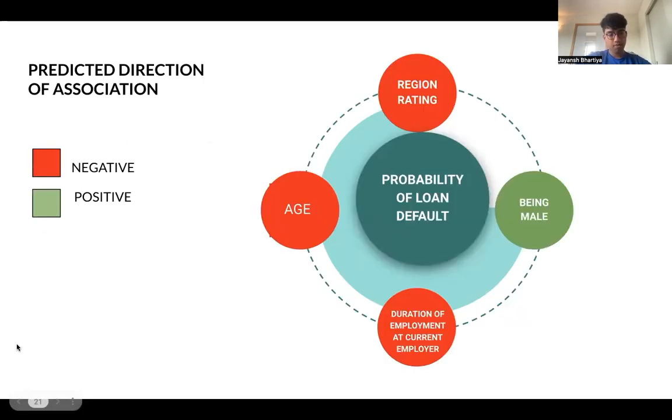And finally, moving on to the estimates. Understanding the direction of association, we can see that the region rating, the age, and the duration of employment at the current employer negatively affect the probability of loan default, whereas being male positively affects the probability of loan default.